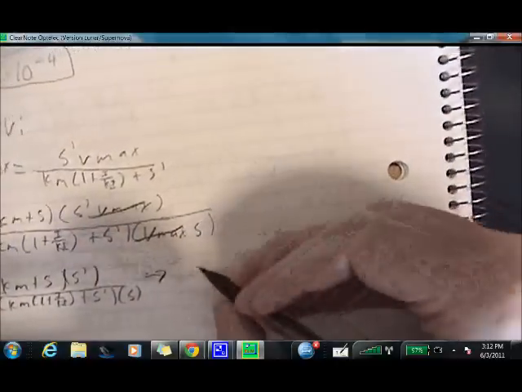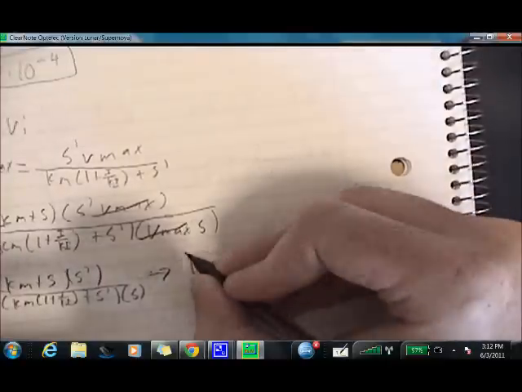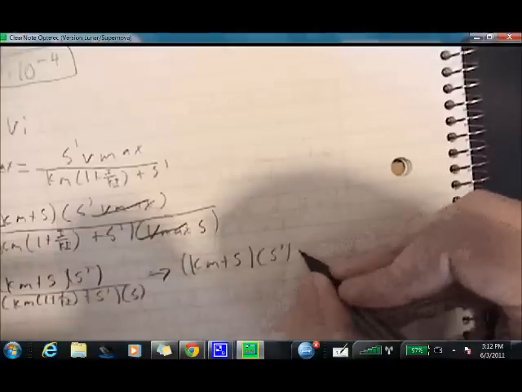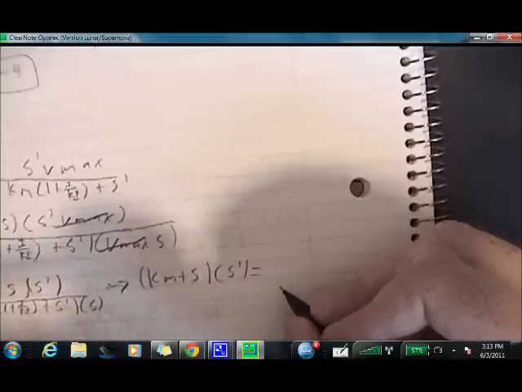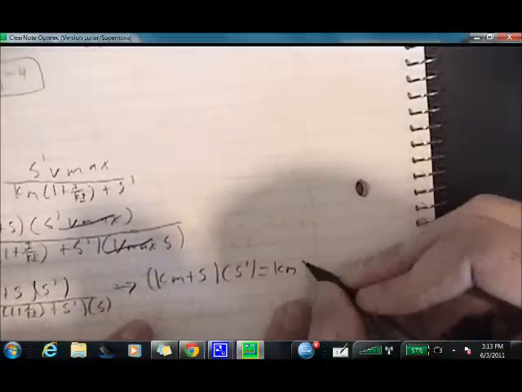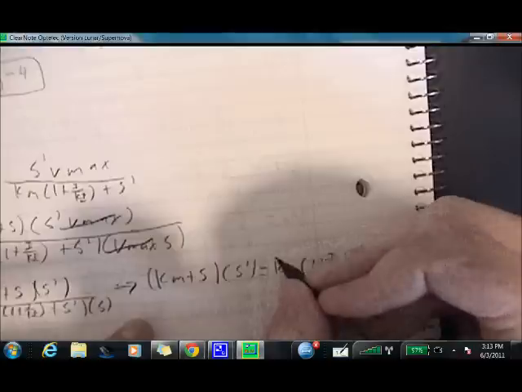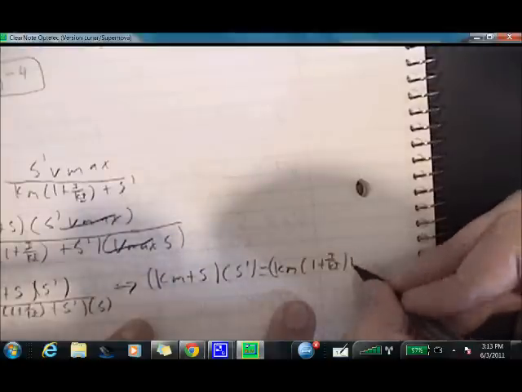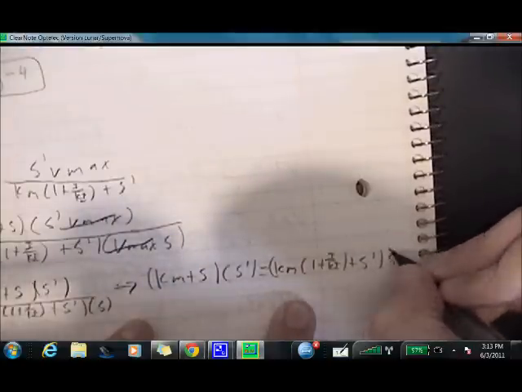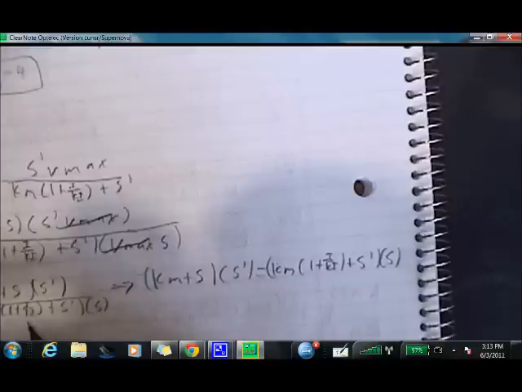So now what I'm getting is Km plus S prime equals, multiplying this out, Km 1 plus I over Ki plus S prime S. The whole goal here is to get S prime by itself. That's what we're solving for. We have values for everything else.